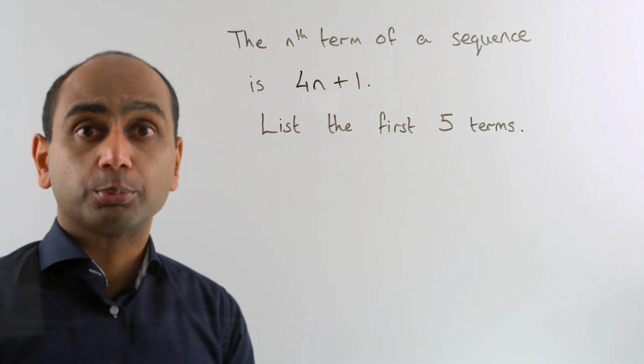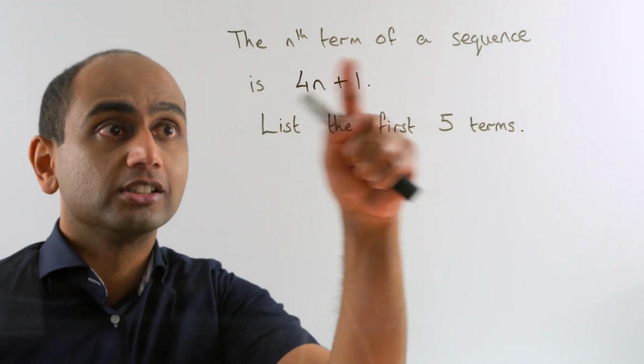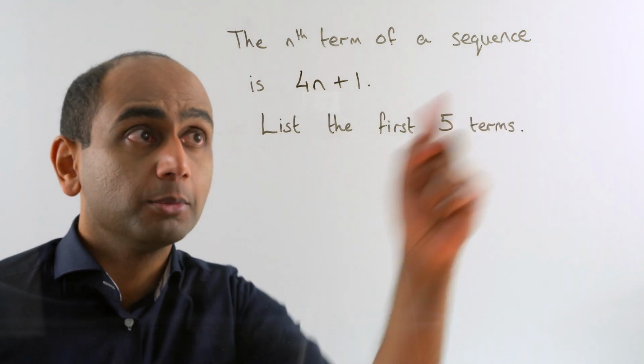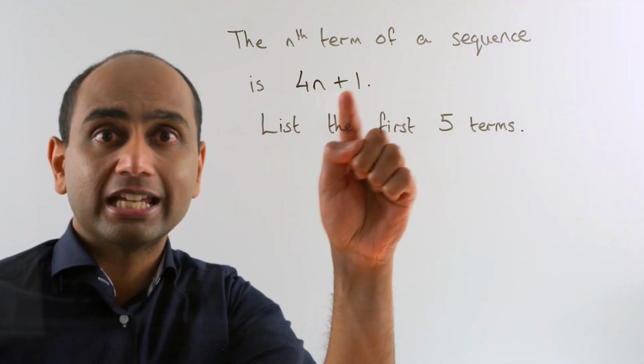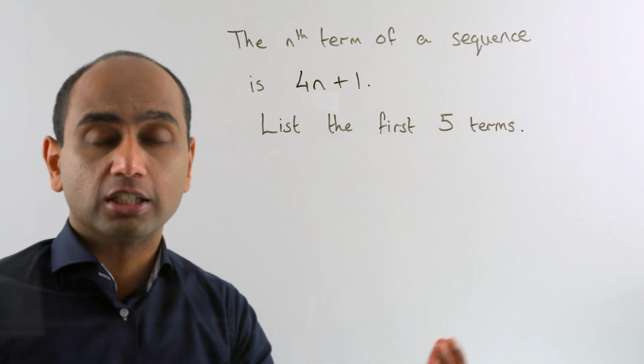In this video, we're going to practice generating terms of a sequence given nth term formulas like this. So let's take a look at the example. The nth term of a sequence is 4n plus 1, and we need to list the first 5 terms.